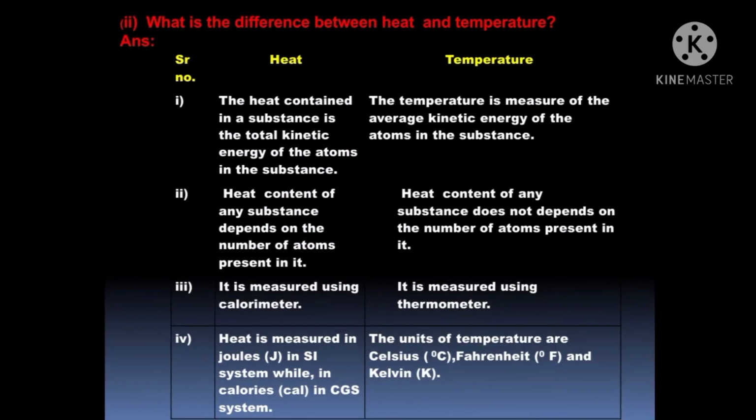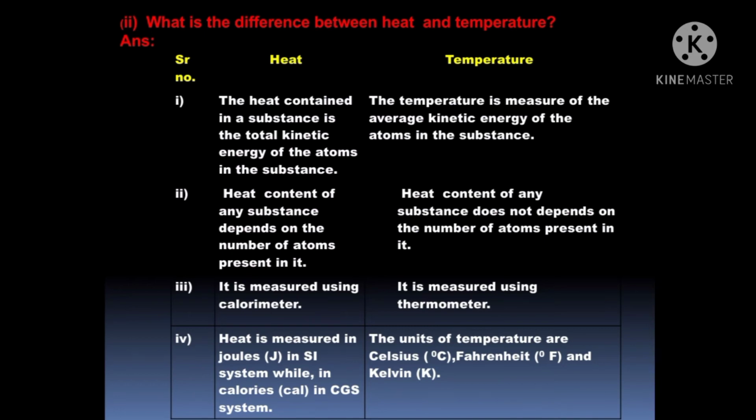Second one, what is the difference between heat and temperature? So, first point, the heat content in a substance is the total kinetic energy of the atoms in the substance. We know, student, when we have to measure heat, we take the total kinetic energy of the atoms in that substance. Temperature is a measure of the average kinetic energy of the atoms in the substance.